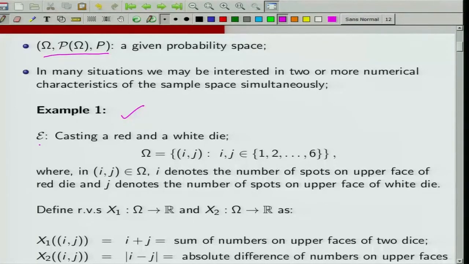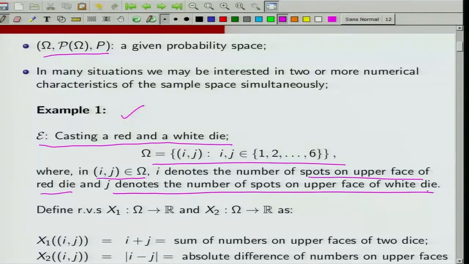Consider a random experiment which is casting a red and a white die. Now, in this case my sample space is the collection of all those (i, j) such that i and j could be any numbers from 1 to 6, where when I say (i, j) is in omega, i indicates the number of spots on the upper face of the red die and j denotes the number of spots on the upper face of the white die.